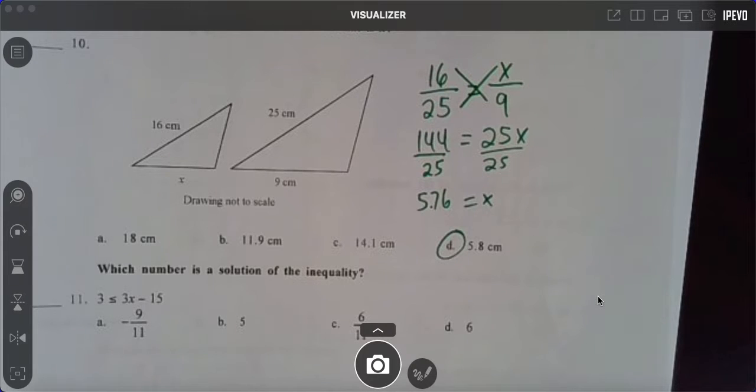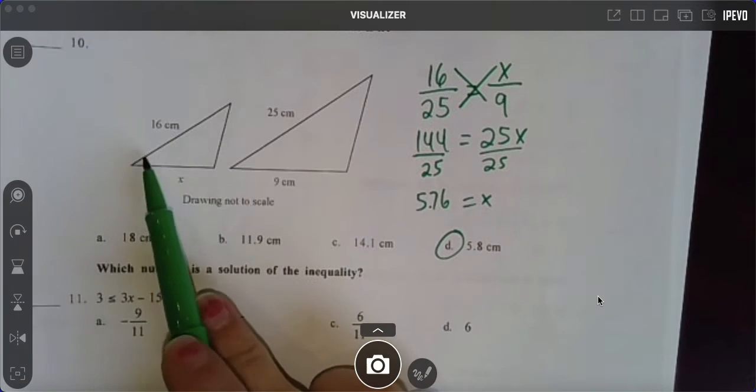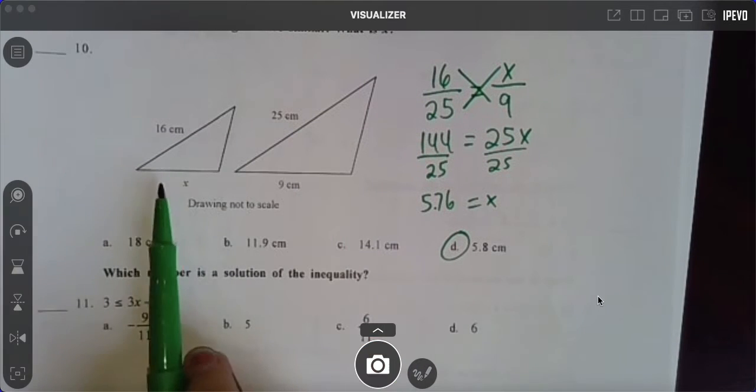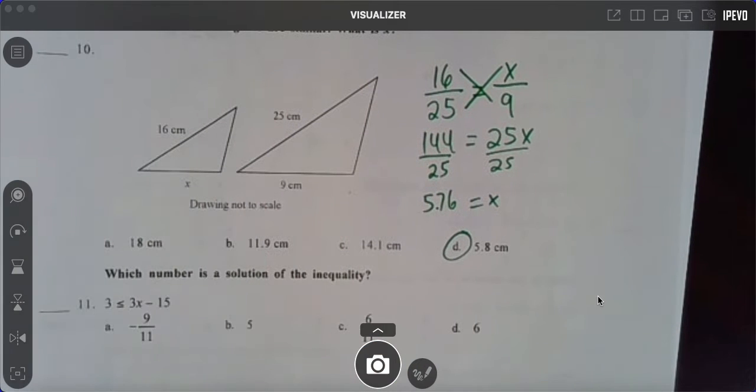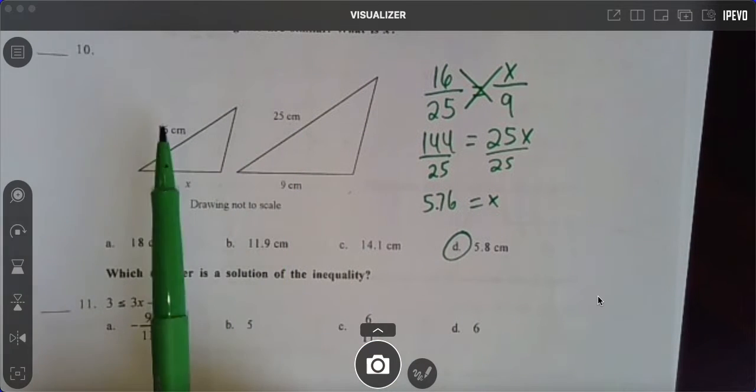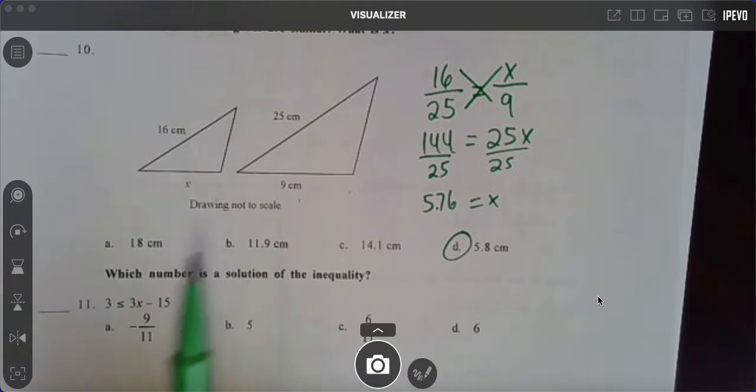Does anybody want me to set it up a different way to show you, or does everybody get that? You're just matching the sides of the triangle. This one goes with this one. This one goes with this one. You could have written the 25 first over 16 equals 9 over x.